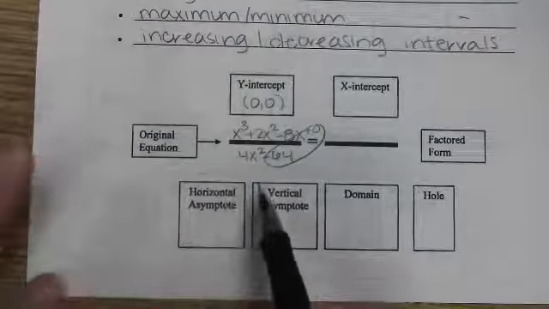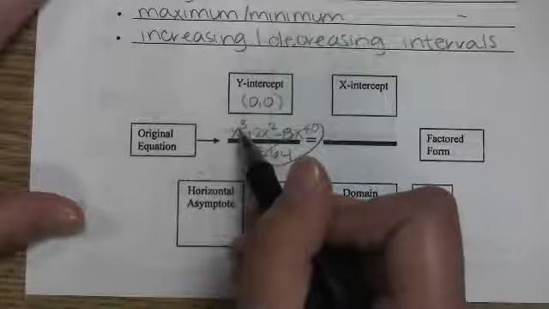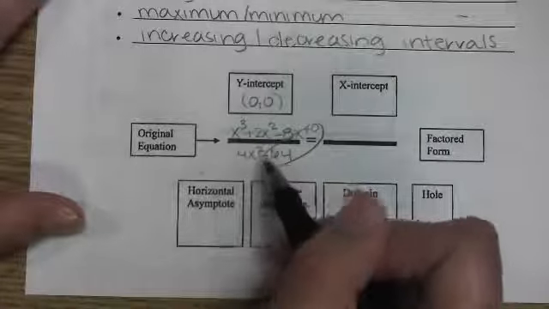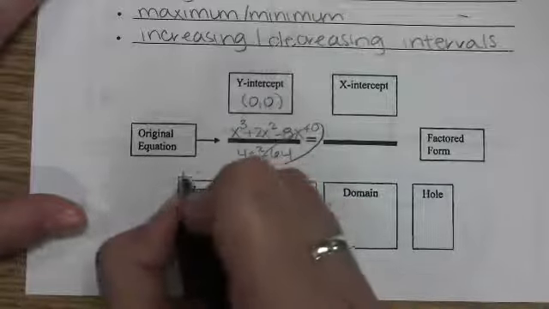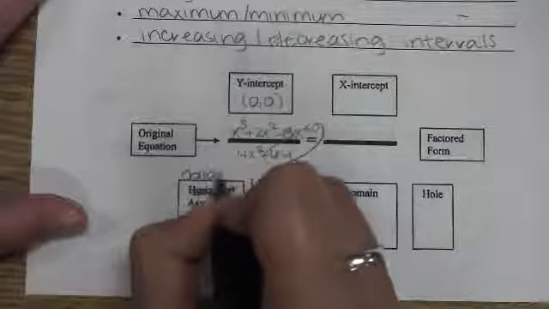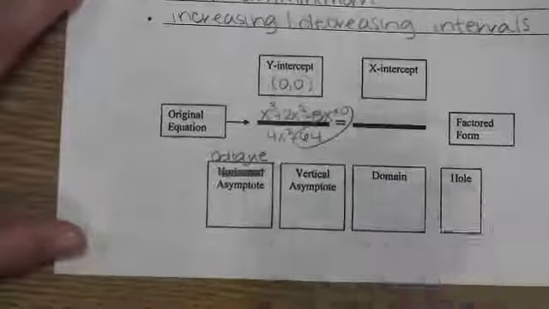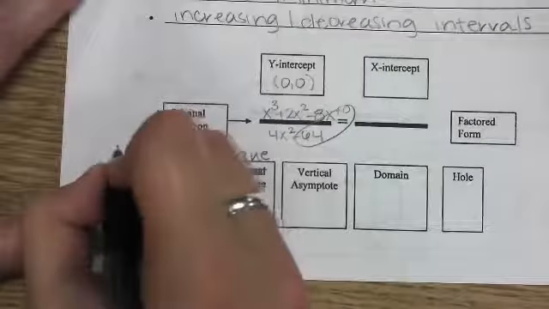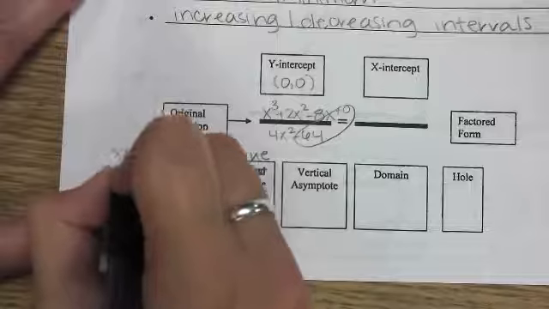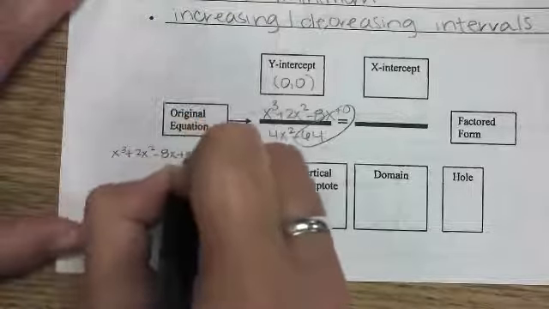Next, I'm going to look to see if I have a horizontal asymptote, and you'll notice the degree of the numerator is bigger than the denominator by exactly 1. So go ahead and cross out horizontal asymptote. This is actually an oblique asymptote, which means we get to do some long division here. So I'm going to go ahead and set up the problem. I have x to the 3rd plus 2x squared minus 8x plus 0.